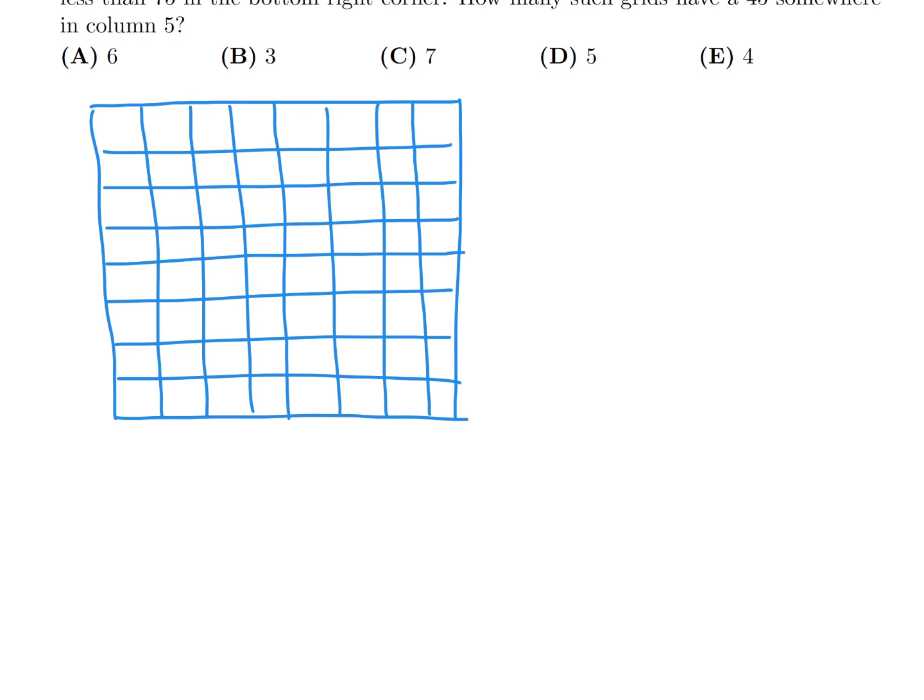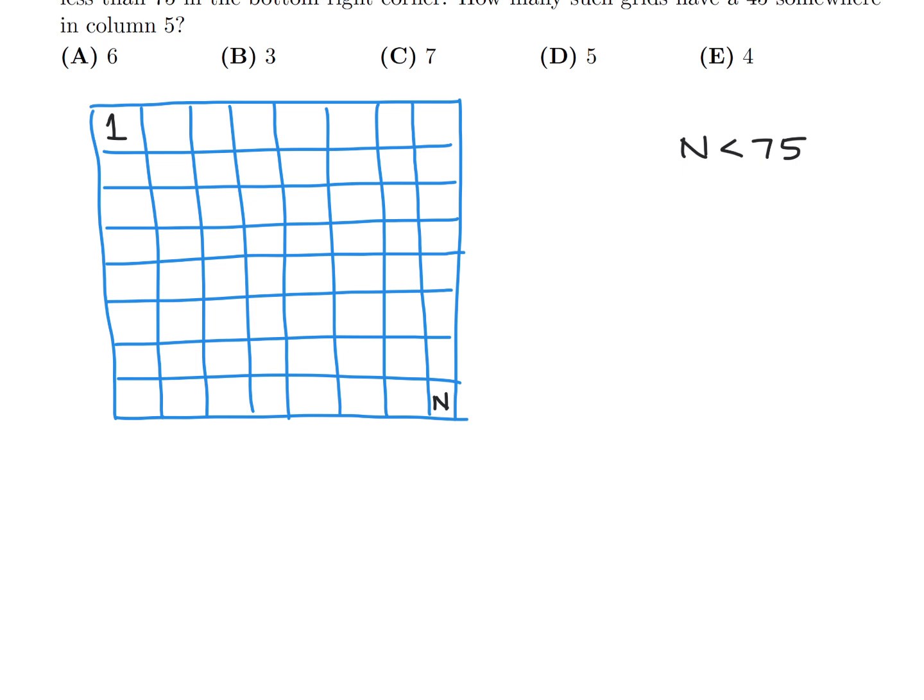1, 2, 3, 4, 5, 6, 7, 8. 1, 2, 3, 4, 5, 6. Okay. Now, let's fill in what they gave us in the question. They didn't give us much. They just told us that's 1 and this is n. Well, they didn't say n, but they just said it's a number less than 75. That's all they told me. So I'm calling it n.